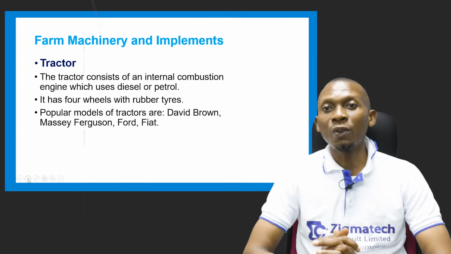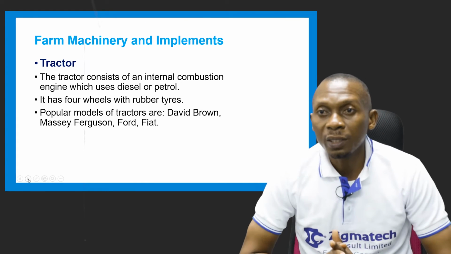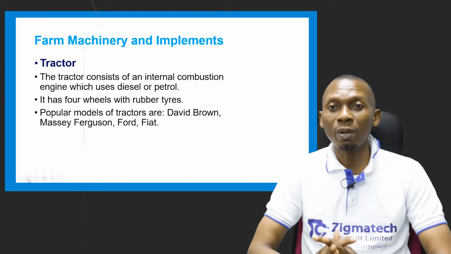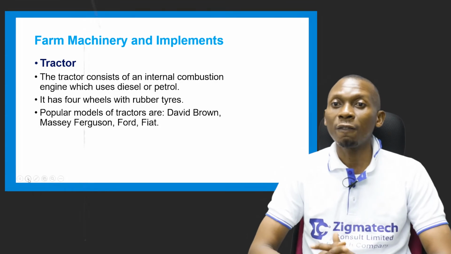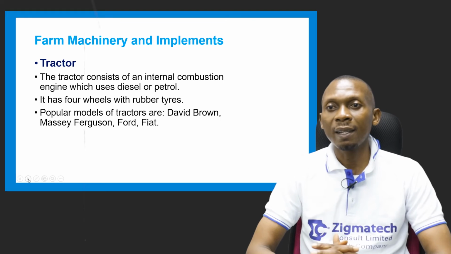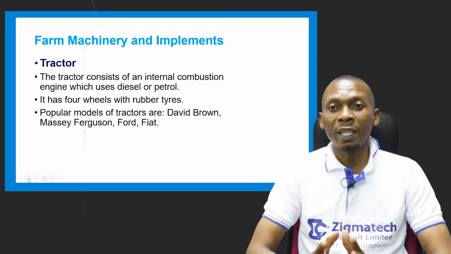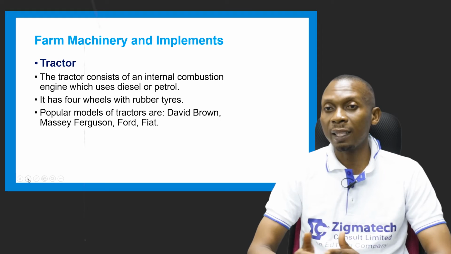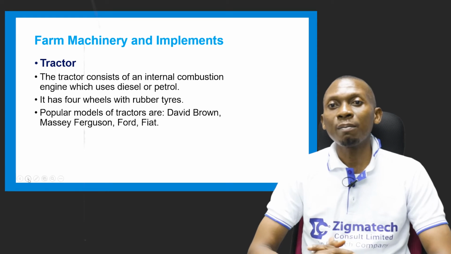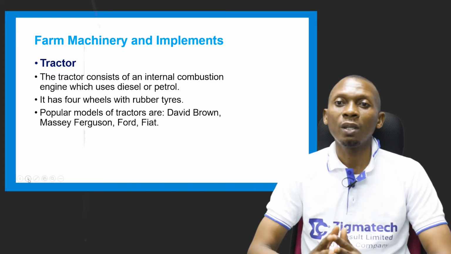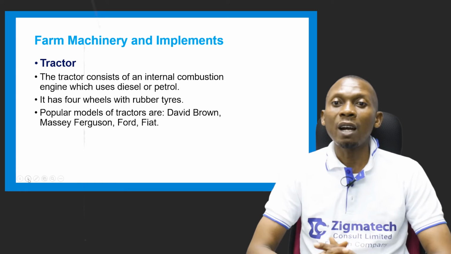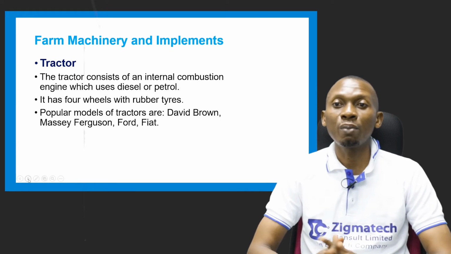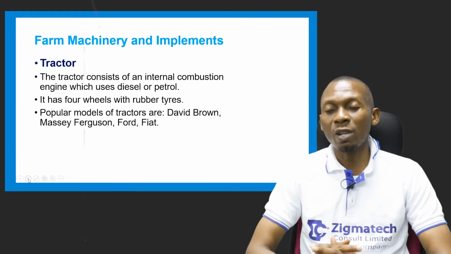Now, as I said earlier on, we have tractors that consist of the internal combustion engine, which uses diesel or petrol. We have those that have 4 wheels with rubber tires, and some are half-tracked where they have wheels in front and chains at the back. Some popular examples of such tractors are the David Brown, Massey Ferguson, Ford, or Fiat. These are brand names that make tractors.